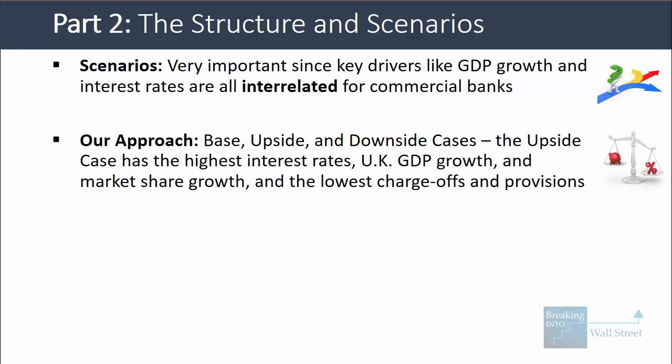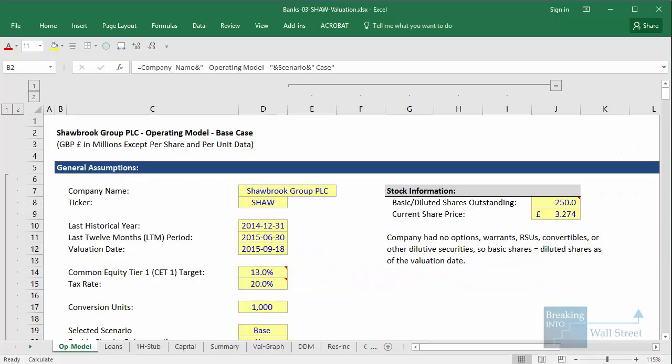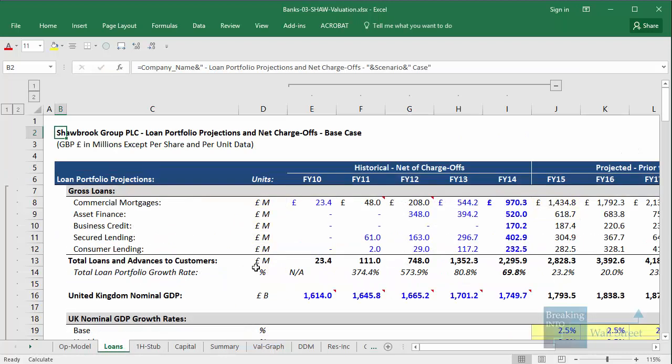The basic difference is that the upside case has the highest interest rates, the highest GDP growth, the highest market share growth, and then the lowest charge-offs and provisions that cover the potential defaults on the company's loans. The downside case has the lowest interest rates, the lowest GDP growth, the lowest market share growth, and the highest charge-offs and provisions.